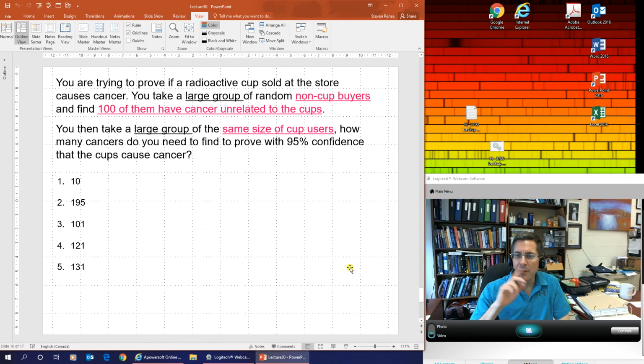You then take the same size group, which is large, but all these people have used that cup from the dollar store. How many cancers do you need to find? Now remember, you found 100 in the group who had never had a cup. How many cancers do you need to find in this new group of people, all of whom drank from the cups, to prove to me and to your uncle with 95% confidence that those cups in fact cause cancer? How many cancers do you think you need to find? So go ahead and pause it now, and when you're ready, we'll come back and talk about the answer. So pause now.